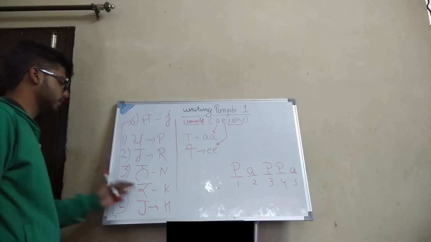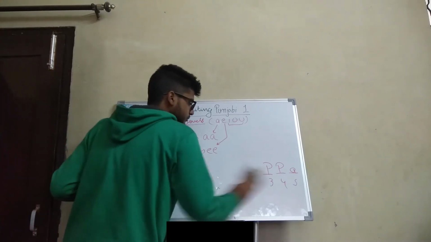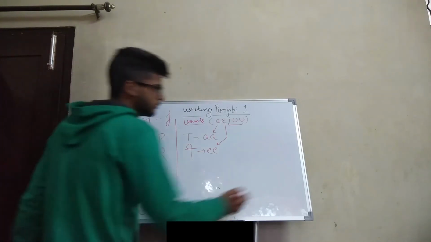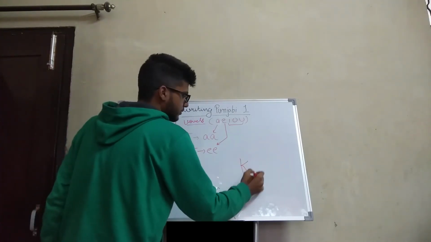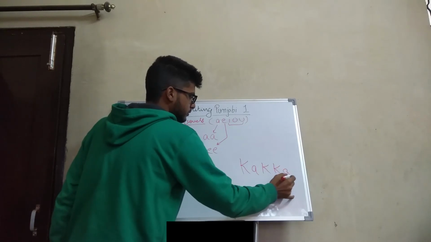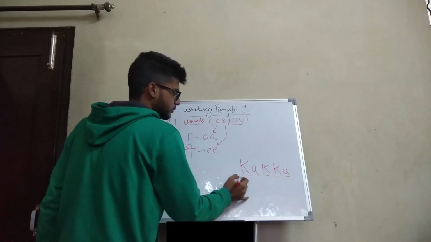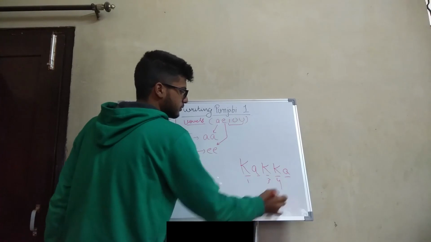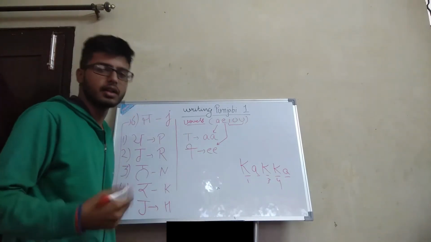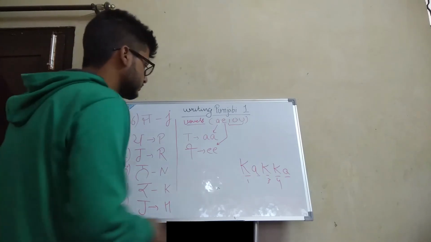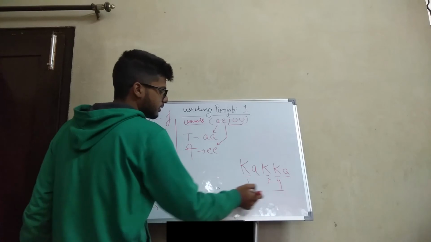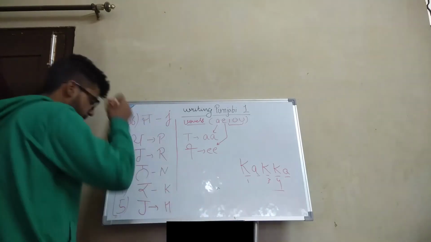So let's name K. So K becomes this. Kakka. It's not ka, it's kakka. You need to give stress on this third and fourth K. Kakka.